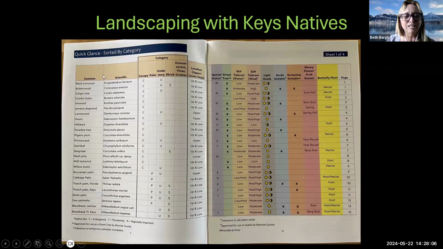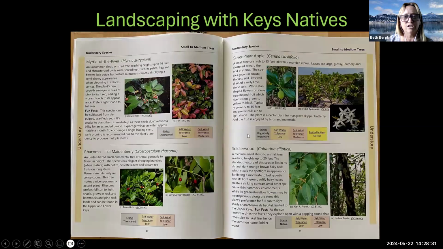But it's a really great resource for a homeowner to choose native plants, and it gives a lot of information on the type of plant it is, as far as canopy or understory, the location, whether it's appropriate for the upper or the lower keys, status of the species, and so on, whether it's a butterfly plant, whether it produces flowers or fruits. Here's an example of the guide.